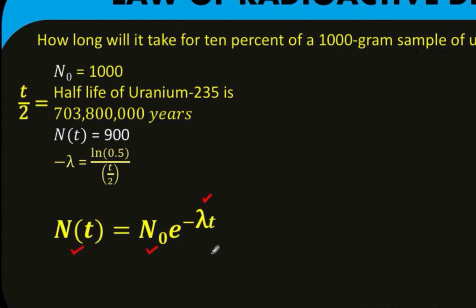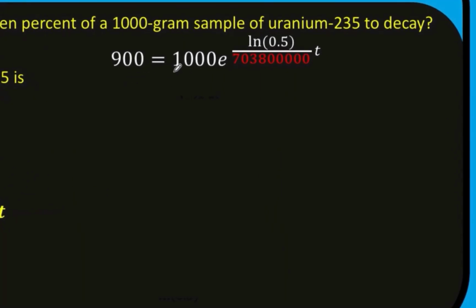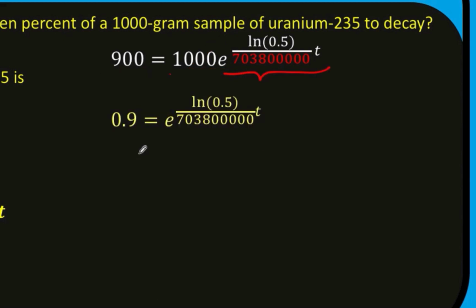So let's now do the necessary substitution. Our N sub T is 900, our N sub 0 is 1,000. Since we know that negative lambda is equal to this expression, we copy that expression and then copy T. Then substitute now this value to T over 2. So instead of T over 2, we now have this half-life of uranium-235, then copy all the rest. And then we simplify the equation by dividing by 1,000. This cancels out to be 1. 900 over 1,000 is 0.9, so we have 0.9 equals, copy this remaining part.